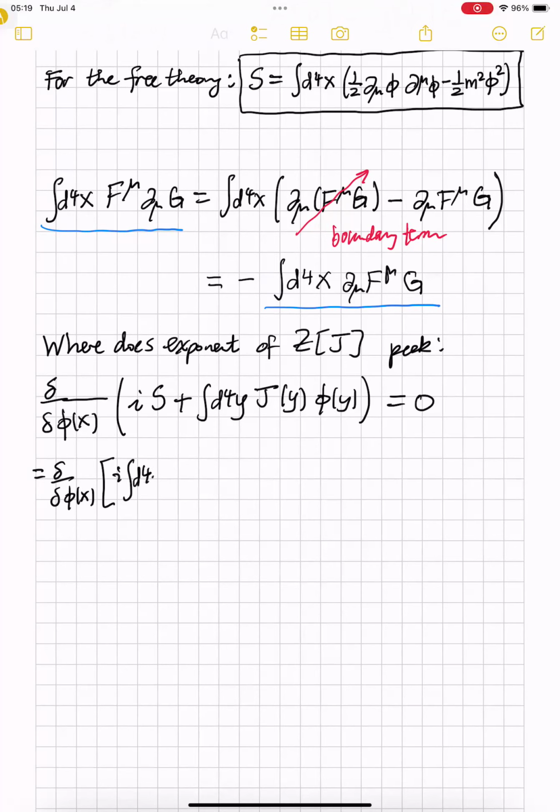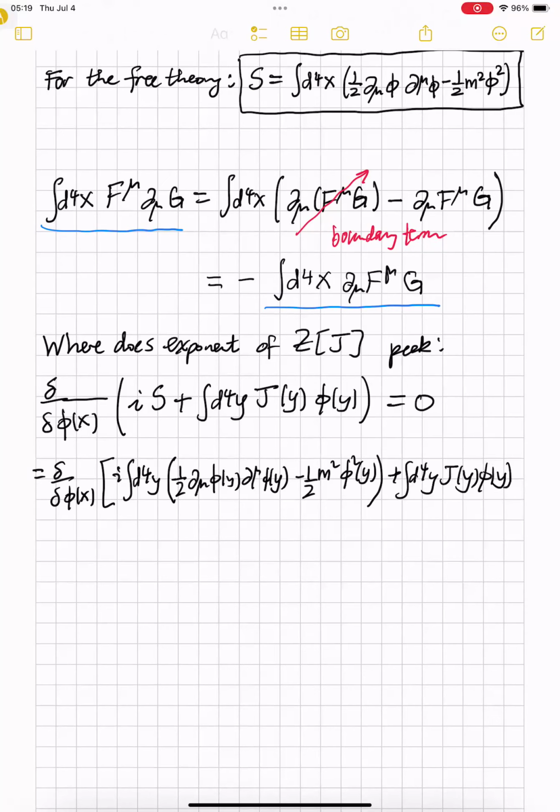Again, d4y, because I don't want to mix the variables up. Then I'll have 1/2 ∂_μ φ(y) ∂^μ φ(y), minus 1/2 m² φ²(y). And then we'll have an integral d4y, j(y) φ(y). Good. So that's the derivative of the exponent.